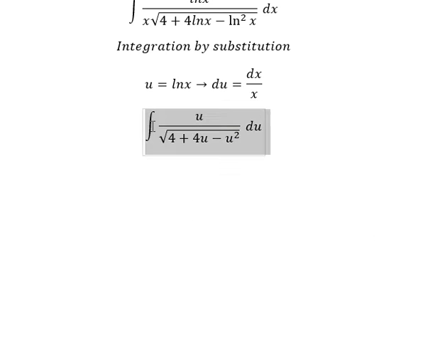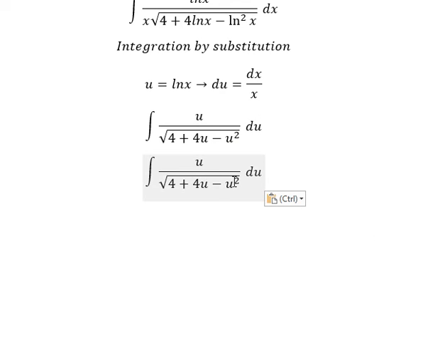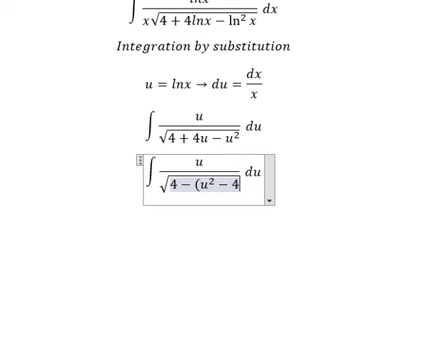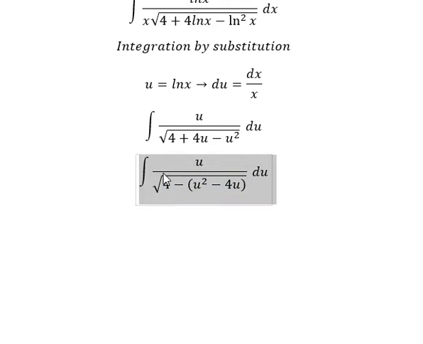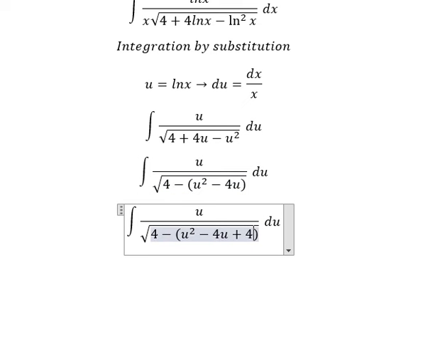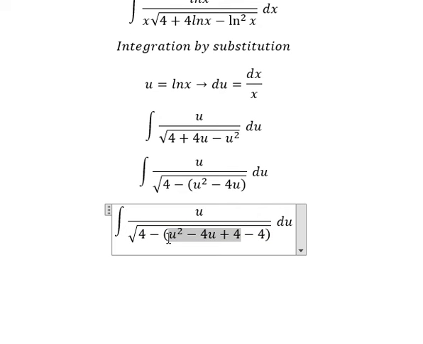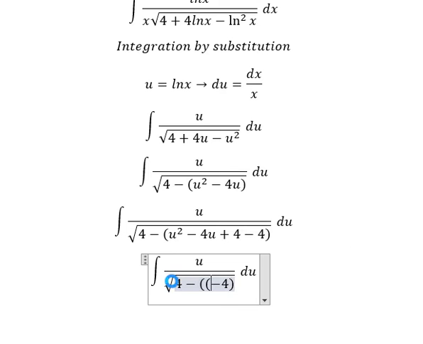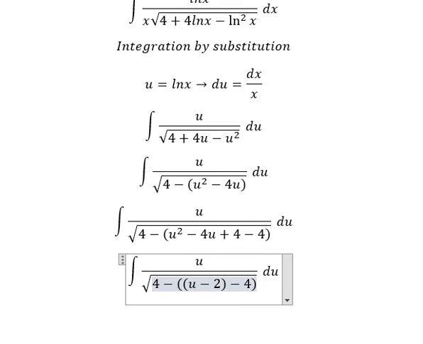And now we can do factorization in here. And that's negative, open parenthesis, and you get u square minus 4u. So I will put positive number 4. Later we need to minus number 4 because I want to create an identity in here. This one you get u minus 2 to the power of 2.